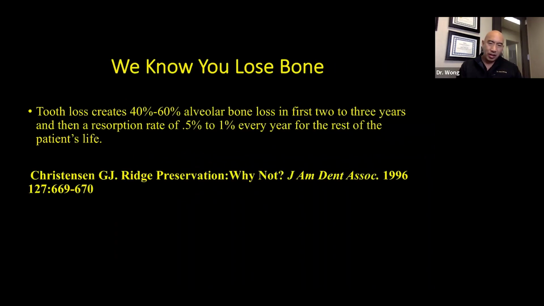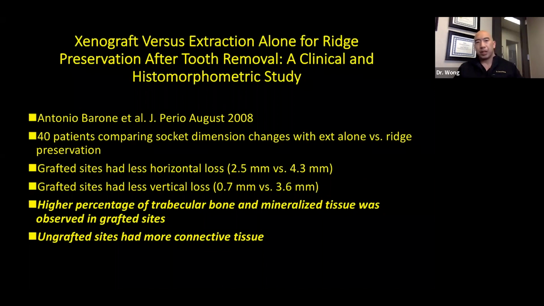So the first question we have to ask is, what happens to the bone once a tooth is removed? When you look at the studies and the research, this is very beautifully summarized in a very simple paper by Gordon Christensen, a 2-page paper. Tooth loss creates 40 to 60% bone loss in the first 2 to 3 years after the tooth is removed. And then you continue to get a resorption rate of 0.5 to 1% for the rest of your life. So it doesn't ever stop unless you put an implant in, because you don't have that stimulation of the jawbone.